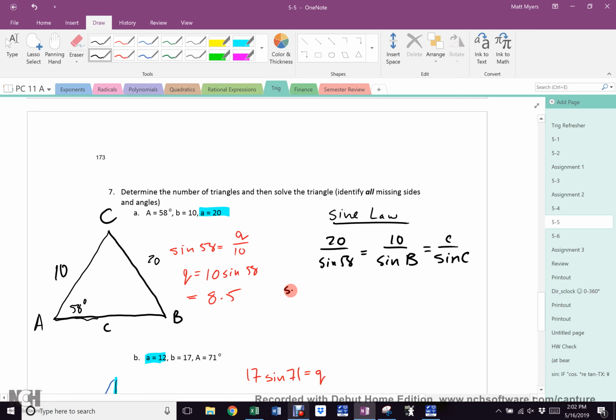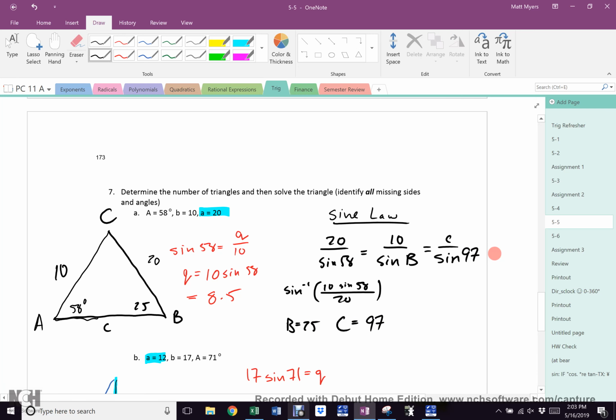What is it? It's going to be shift sine of 10 sine 58 over 20. When I shift sine that, what's that going to give me? It's going to give me 25, which is B, correct? So B equals 25. So what does C automatically equal? If A is 58, B is 25, what's C? 97. If C is 97, what do I write right there? I write the sine of 97.